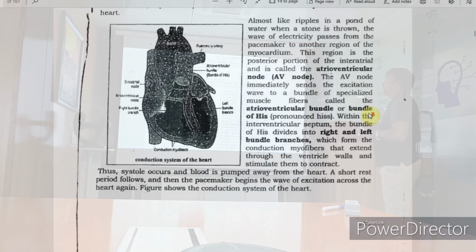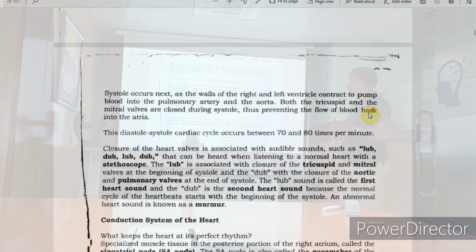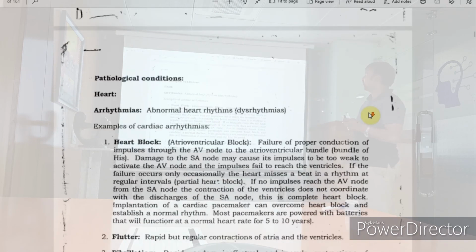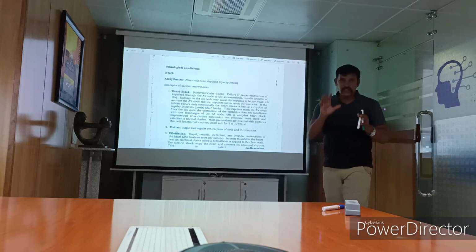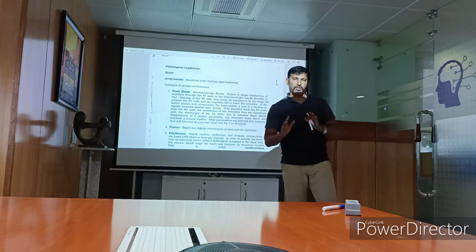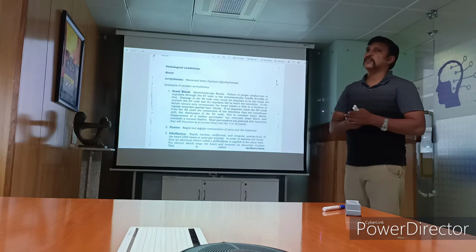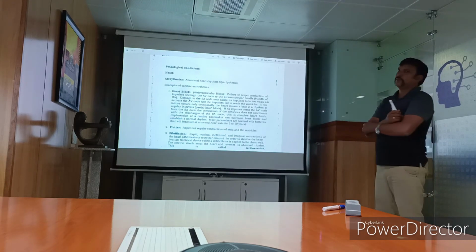These sounds can be heard by a human with a scope known as a stethoscope. Stethoscope is the instrument used to hear this lub sound and dub sound. This is a repeat page, scroll down. Stop here. So this completes the anatomy, physiology and the conduction system of the cardiovascular system. Okay, the next part is the pathology that we are going to cover. Are we good till now?